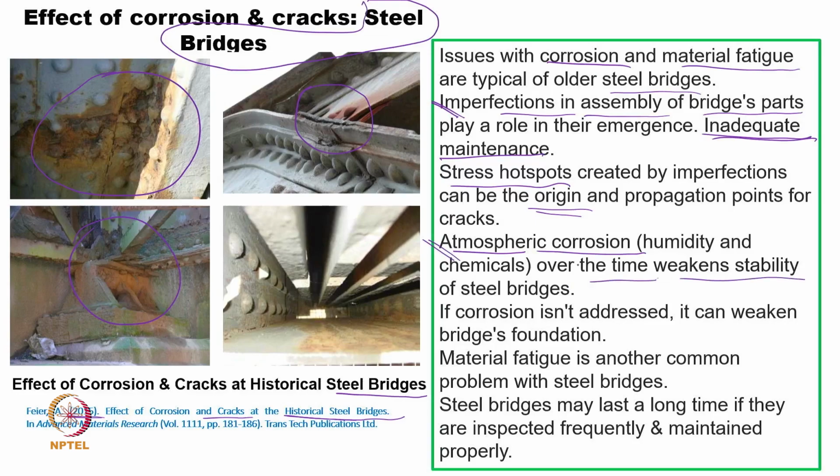So, this is what we say, atmospheric corrosion over time weakens the stability of steel bridges, and should be considered. If the corrosion is not addressed appropriately with a maintenance strategy, that means where there is a corrosion, we remove it and then take the necessary measures to minimize the corrosion expansion, otherwise finally the failure of the bridge will occur.